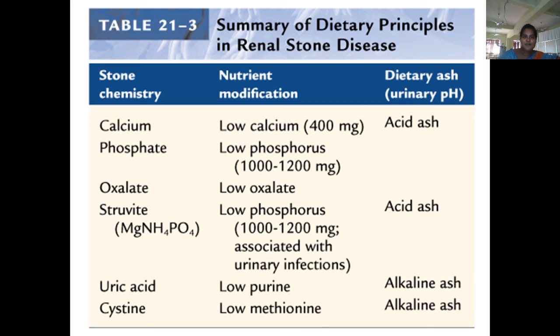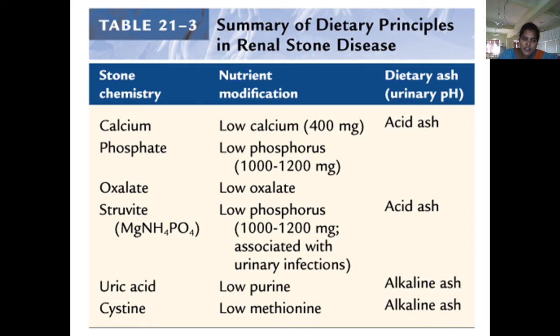Some of the diets related to the stones: the type of stone is here, and the dietary modification is in the second column. Calcium means low calcium, 400 mg. Phosphate means low phosphate, 1000 to 1200 mg. Oxalate means low oxalate. Struvite means low phosphorus, 1000 to 1200 mg. Uric acid means low purine diet can be advised. Cystine means low methionine or low protein diet can be given. So these are all the types of diets. You can plan these diets.